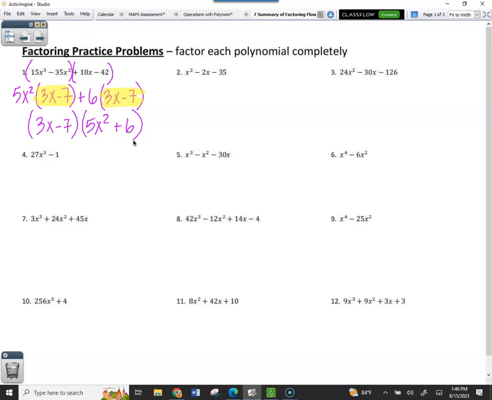Do y'all have any other questions on this paper as you're looking through them? I already did it. Number 3. What do you notice? There's a sneaky GCF in there. Sneaky.